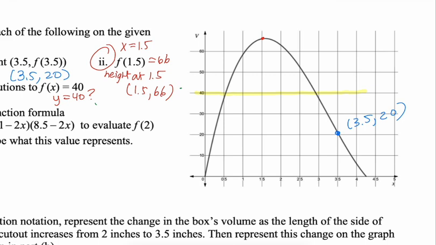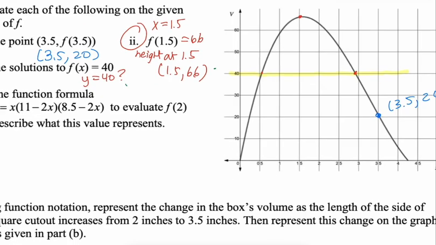You notice that functions have to pass the vertical line test. Vertical lines only hit them in one spot. It doesn't have to pass a horizontal line test, so it can have more than one answer. This does have two answers. Can somebody give me one of the answers? You may guesstimate. We're going to have to guesstimate it. They're not quite where we want them. Can somebody tell me one of the answers?